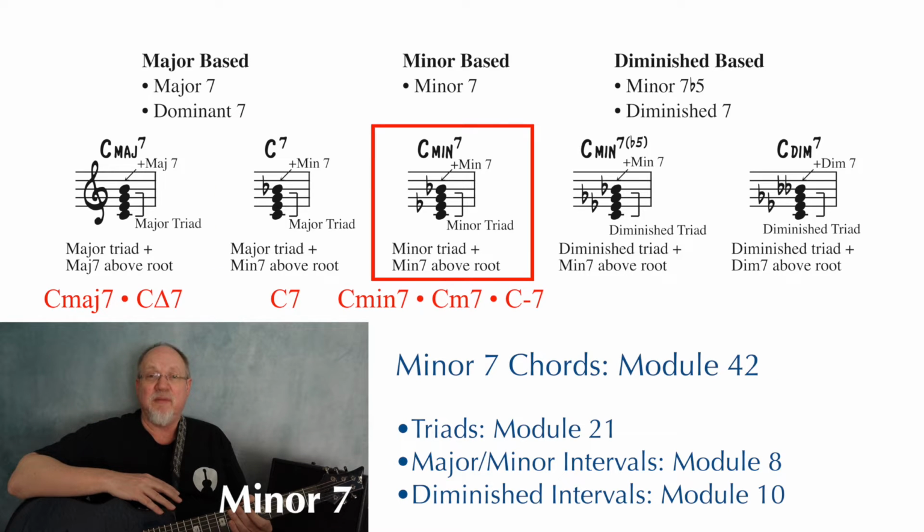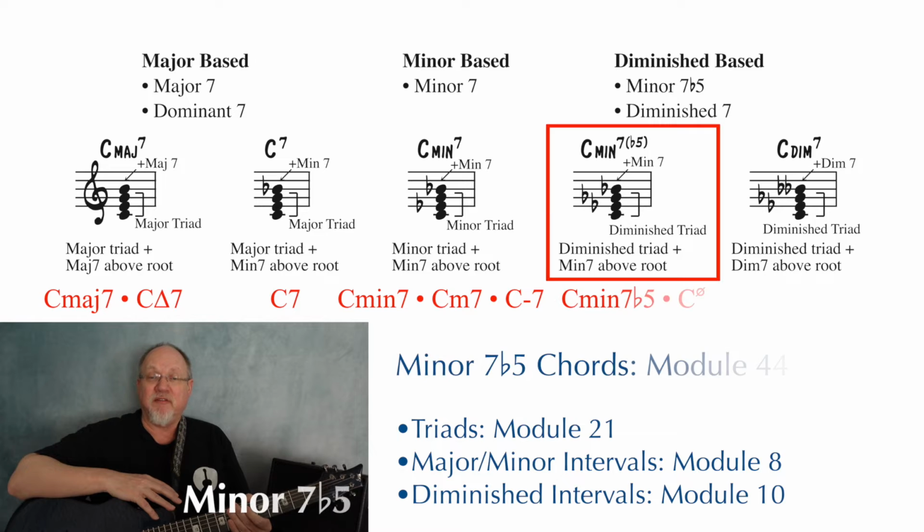Your minor 7 chord is spelled M-I-N-7, sometimes just a small m and a 7, and sometimes a dash and a 7. And the minor 7 chord has a minor triad at the bottom and a minor 7th on top. Your minor 7 flat 5 chord is spelled M-I-N-7, flat sign, and a 5. And it's also known as a half diminished chord, and when it's spelled as a half diminished chord, it has the little circle degree sign that stands for diminished with a slash going through it. The bottom part of a minor 7 flat 5 chord, or half diminished, is a diminished triad, and it has a minor 7th above the root.